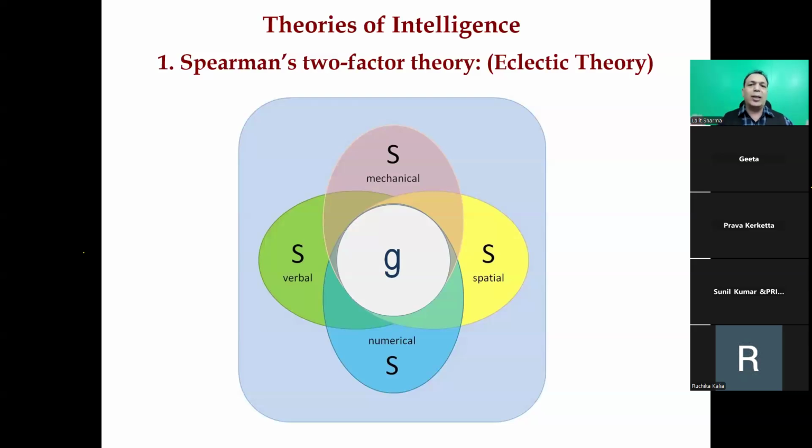It is also called the eclectic theory. Why is it called the two-factor theory? Because Spearman talks about the two factors of intelligence. Spearman says there are two factors responsible for intelligence. One is called the G factor, which you are looking at in the picture. One is called the S factor. G is called the general factor. S is called the specific factor. Okay, now we will understand thoroughly in the next slide, right?